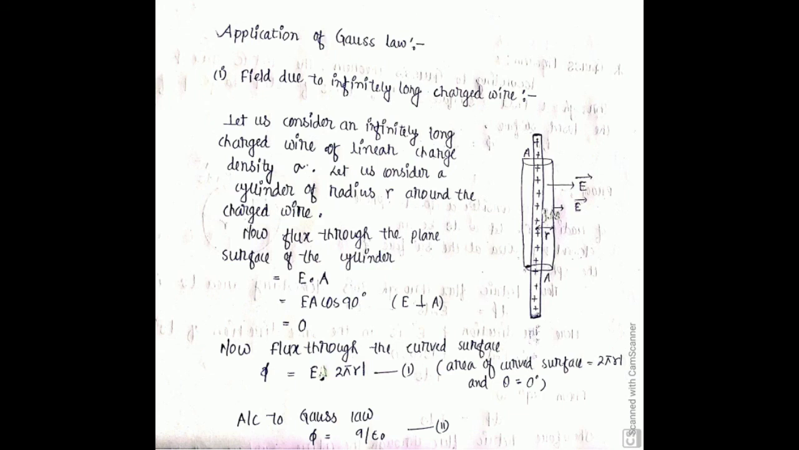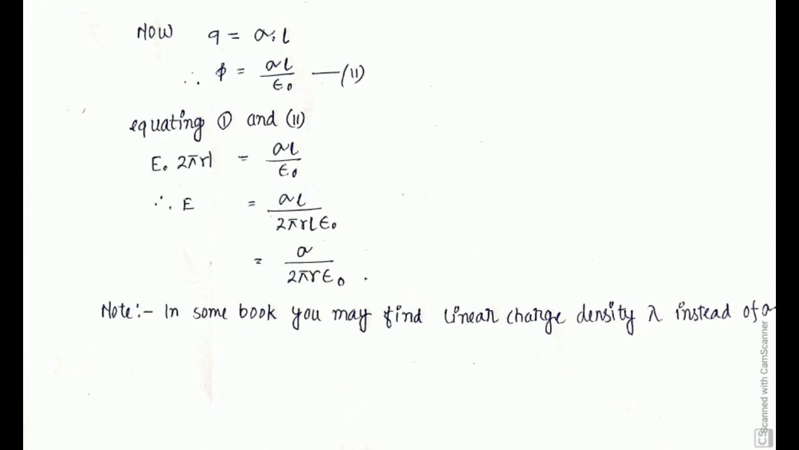But from the Gauss law we already know that phi is equal to q by epsilon naught. I have already mentioned that the linear charge density is sigma, so the total charge q on this wire would be sigma into L. So phi would be sigma L by epsilon naught, and equating these two, E dot 2 pi r l is equal to sigma L by epsilon naught, and from that we can find that E is equal to sigma by 2 pi r epsilon naught. So that is the electric field for an infinitely long charged wire.